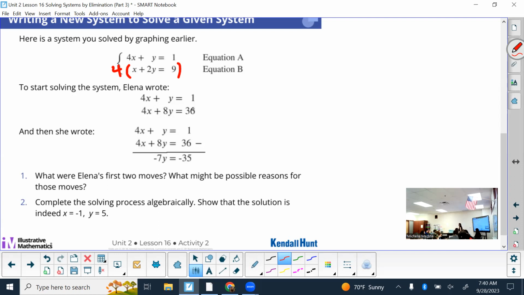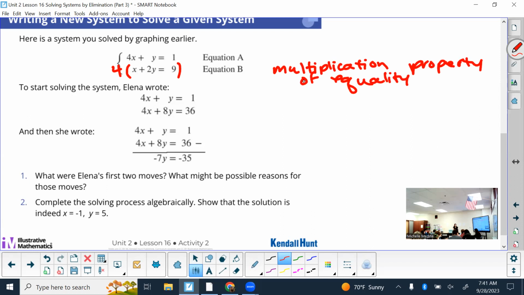What allows her to do that? What property? Multiplication. Property of equality. You could do whatever you want, as long as you do it to both sides of the equal sign. It'll still be equal, it'll still have the same solution. So that's why multiplying this one by 4, it would still give me the same line as equation B when I graphed it. That's what she did, and that's what allowed her to do it.